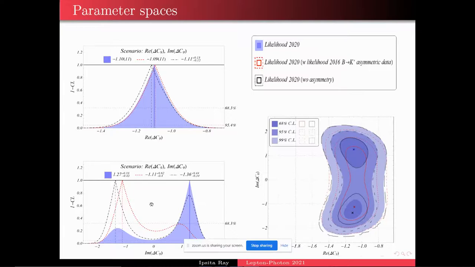When we have the CP asymmetric observables in both B → K* μ+ μ- and B_s → φ μ+ μ-, we see that a negative solution is preferred, as shown by the red curve. On dropping the CP asymmetric observables in B → K* μ+ μ-, we see a sign flip. That is, we get a positive solution for imaginary delta C9. Again, when we drop all the CP asymmetric observables from our dataset, we see a negative contribution, though the positive solution is also preferred. We will explain these observations in a while.